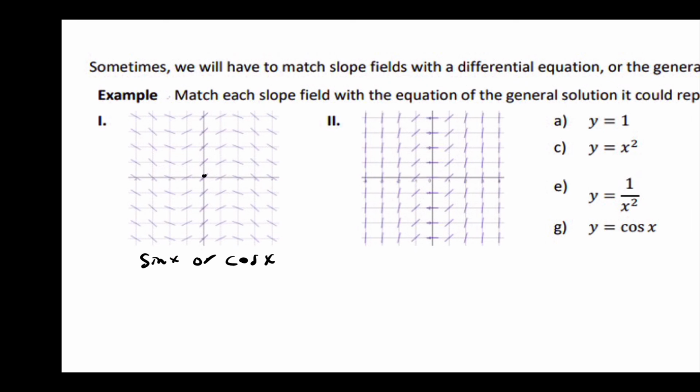And if I look at 0, it looks like I start up and then go down, right? So which one of those starts up and goes down? Sine or cosine? Cosine starts up here and then goes down. Sine starts by increasing first. So it looks like this graph right here is the sine graph.